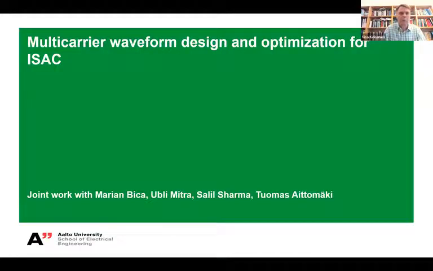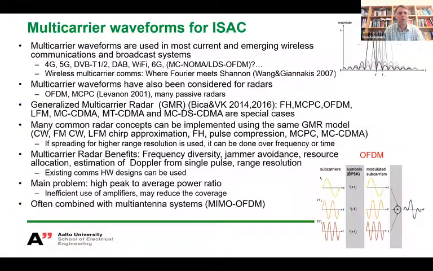Okay, so let's move to multi-carrier waveform design and optimization in ISAC. Of course, multi-carrier waveforms are used in most current and emerging wireless systems: 4G, 5G, digital TV systems, digital radio systems, Wi-Fi, and probably 6G in some sense at least. And some of the NOMA technologies are also based on multi-carrier models.